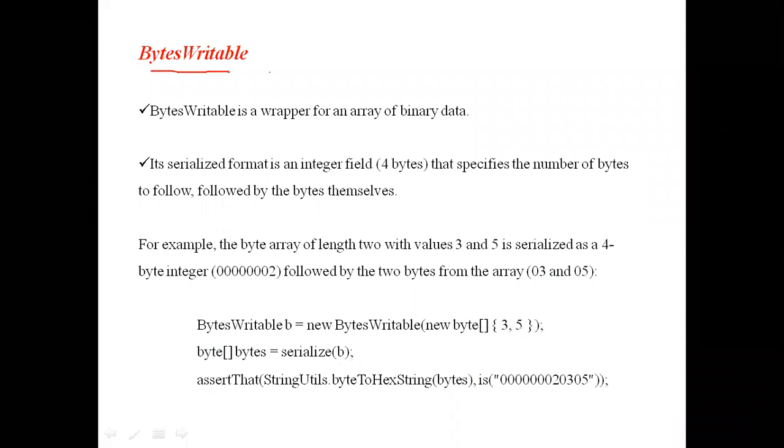See, when we come to this bytes writable, I will repeat again this class. What is this bytes writable class? Okay, the bytes writable is a wrapper class in Hadoop for an array of binary data. To store an array of binary data, there is a wrapper class available in Hadoop that is called the bytes writable. Here immediately the question we will get is, if bytes writable is for storing an array of binary data, are the directly arrays not available in Hadoop? Yes, arrays are also available in Hadoop.